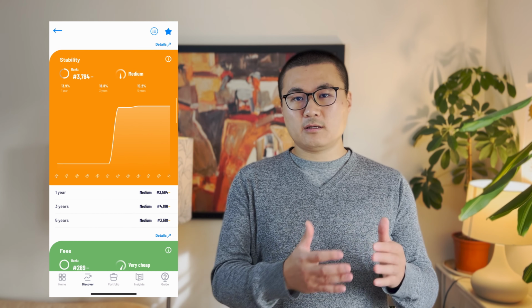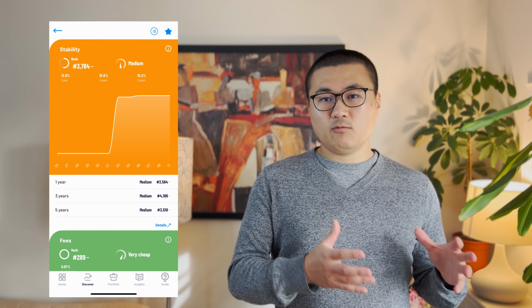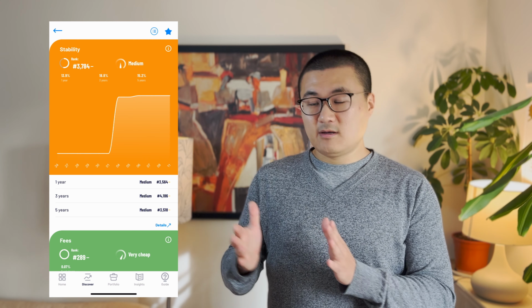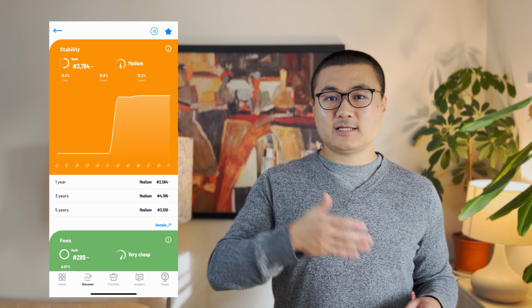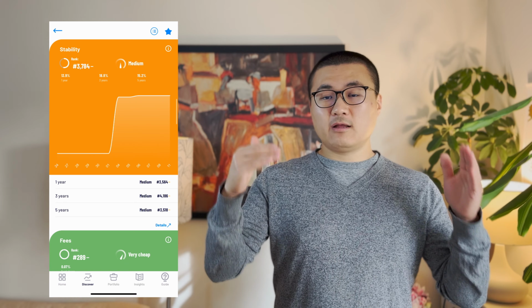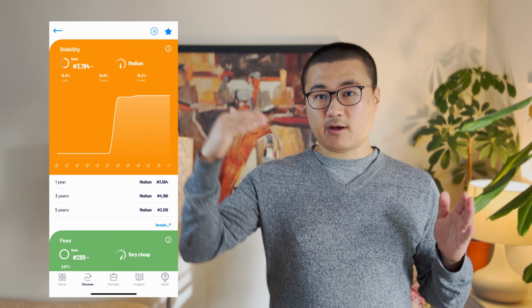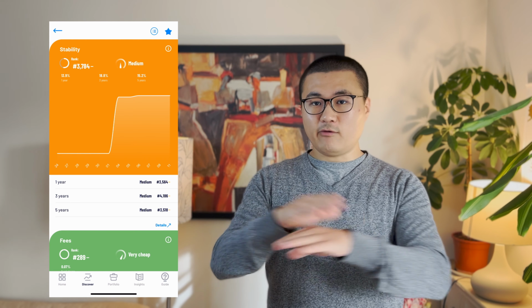The same kind of calculation also goes with the stability rank. And for stability, we measure that as the standard deviation of the performances for the fund. The more volatile the share price is for the fund, the less stable it is. And if the performance is quite stable and steady, the standard deviation will be low, which means the stability rank is going to be very high. In this case, number 1 means the fund is the most stable of all the funds we look at.